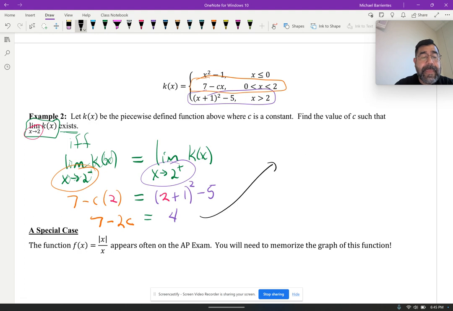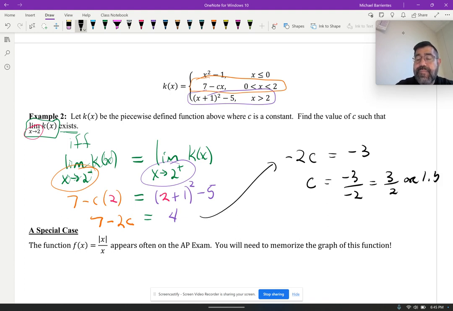I'm going to come over here. Let's see. Let's subtract the 7 to the other side. I guess we can do that. Minus 7 will give me negative 3. Let's divide both sides by negative 2. And that's going to give me 3 halves, or 1.5. And congratulations, you just found the magical c constant that, if I substitute that number into that formula in the orange box, is going to make the limit exist of k of x as x approaches 2.